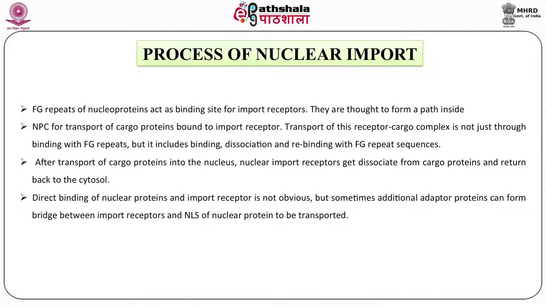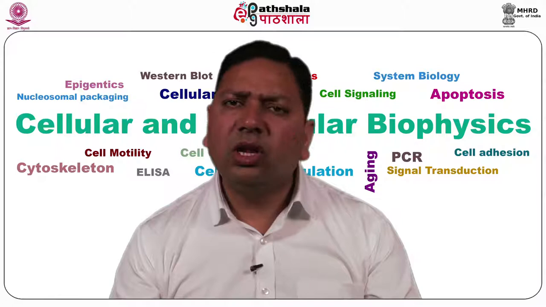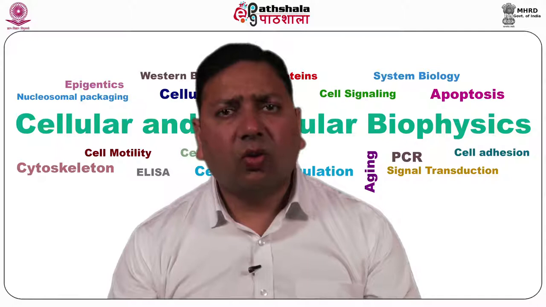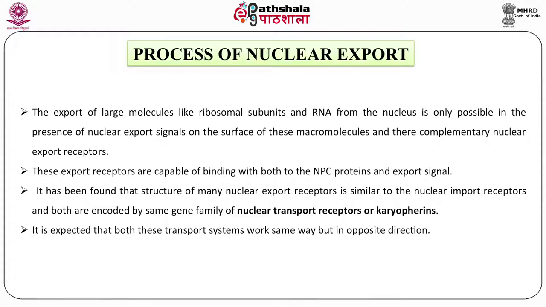Another thing is nuclear export receptors. The export of large molecules like ribosomal subunits and RNA from the nucleus is only possible in the presence of nuclear export signals, which are present on the surface of these macromolecules, and their complementary nuclear export receptors. These export receptors are capable of binding both to the nuclear pore complex proteins and export signals.